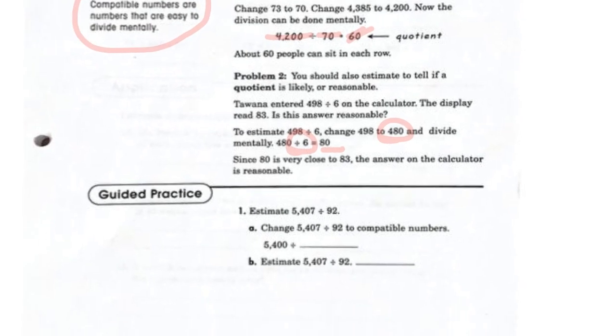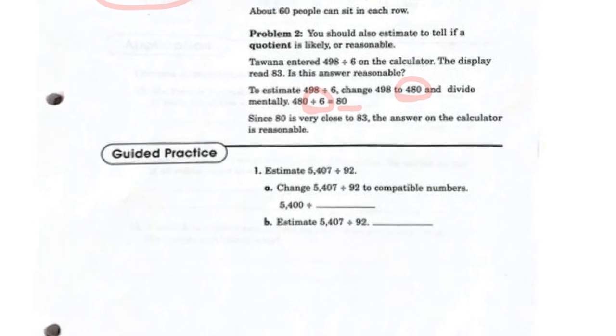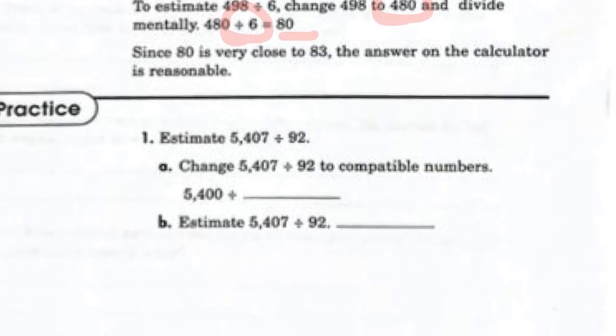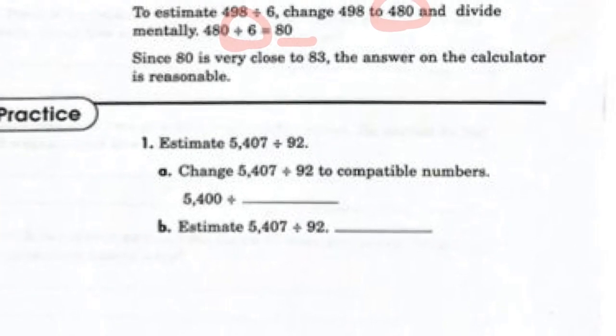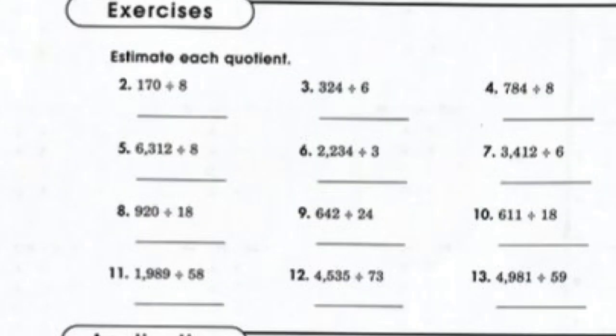All right, now down below, we are going to estimate. On this one, if you use compatible numbers, I have 5,400 divided by 92. I'm going to round to 90. When I do that problem, I know that 54 divided by 9 is 6, and then I'm going to add a 0 for 60. Make sure you have this information copied down before going on to the next page.